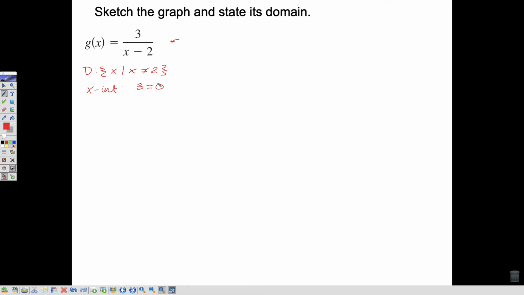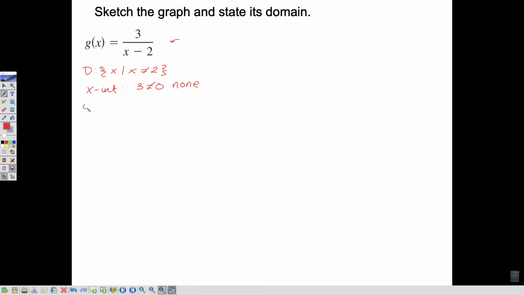Does 3 equal 0? No, you can't do that. So I write none. I showed my work and I said none, right?